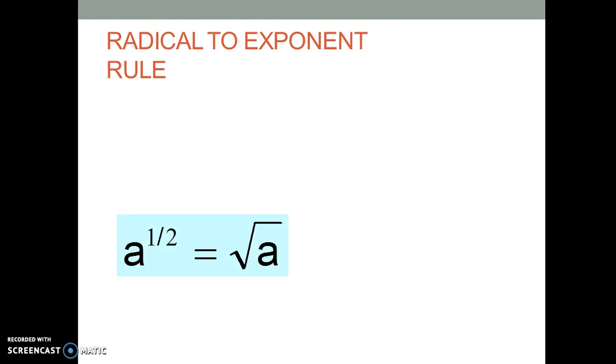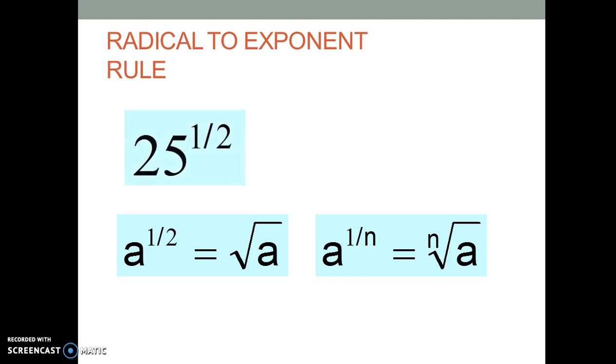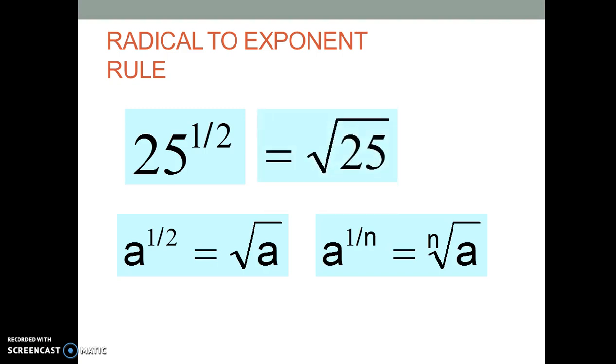What if I wanted to change it from a radical to an exponent? So a to the 1/2 is the same as the square root of a, and a to the 1/n is the same as the nth root of a. Alright, and I talked about this one would be a tricky one at the beginning, so we're just reiterating it here again. 25 to the 1/2 power just means the square root of 25, and hopefully we all remember that the square root of 25 is just 5.